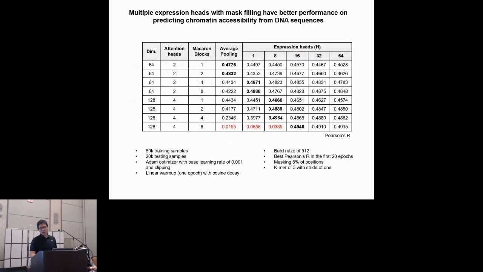You can see that global average pooling performs very well when the model is relatively small compared with the data. But when the model gets very large, we observe a similar trend, that global average pooling tends to fail on very large over-parameterized models. The best performance was achieved by the expression head design with a dimension size of 128 and a block size of 4.